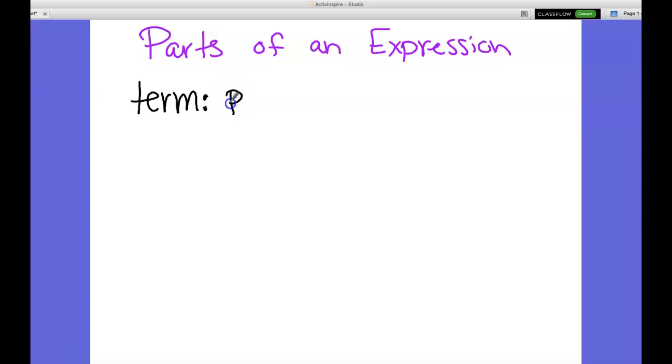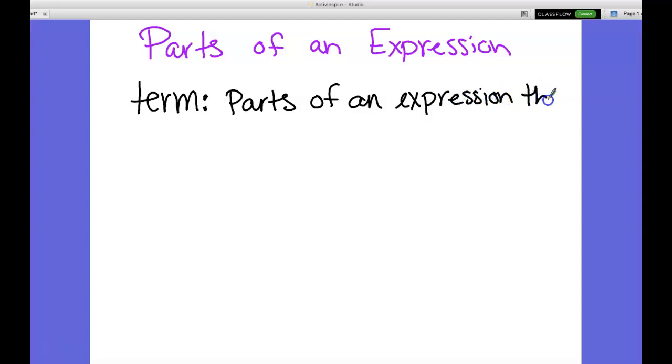So parts of an expression that is separated by addition or subtraction. Okay, those are terms.